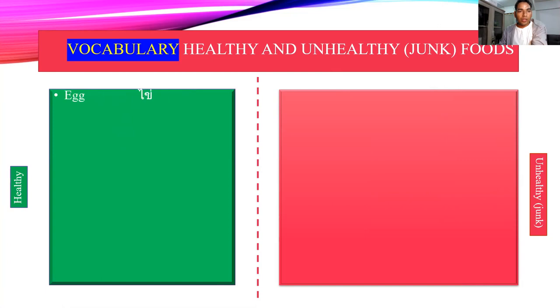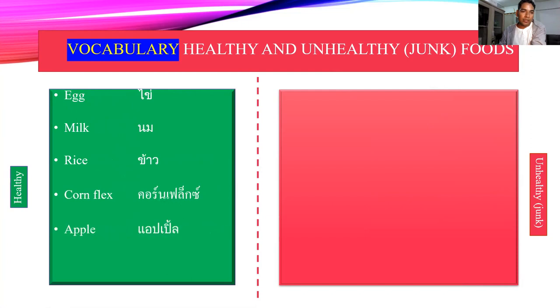Okay, this is the vocabulary and these are the names of healthy or unhealthy foods. Number one, you can see egg. Egg means what you can eat in Thai. Number two, milk. Number three, rice. Number four, cornflakes. Number five, apple. Number six, tomato. You can read the Thai and English also. All these foods are healthy food.